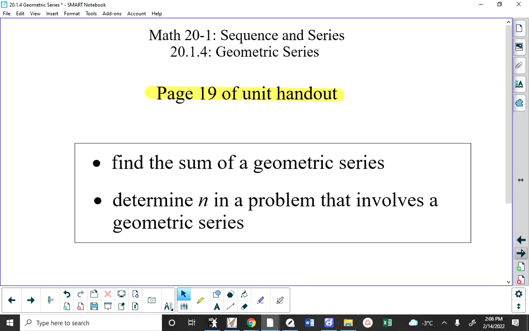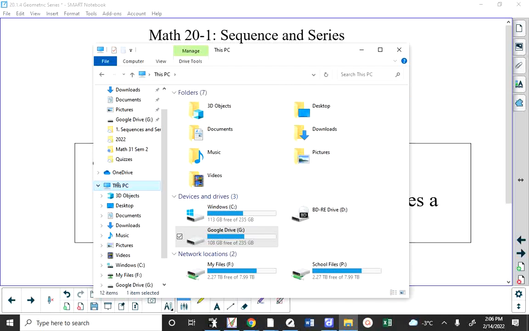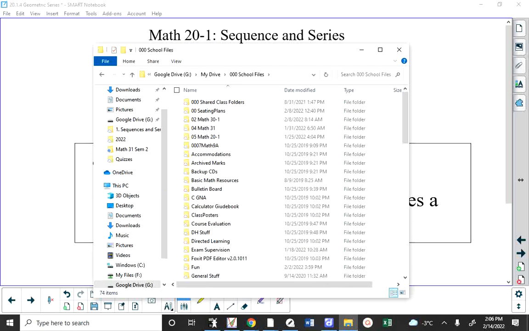So we're looking today at finding the sum of a geometric series and determining n in a problem that involves geometric series. What does that mean? It means you're trying to find out how many terms there are. And I want to draw your attention to your formula sheet. Let me pull up a formula sheet here so we can look at it.